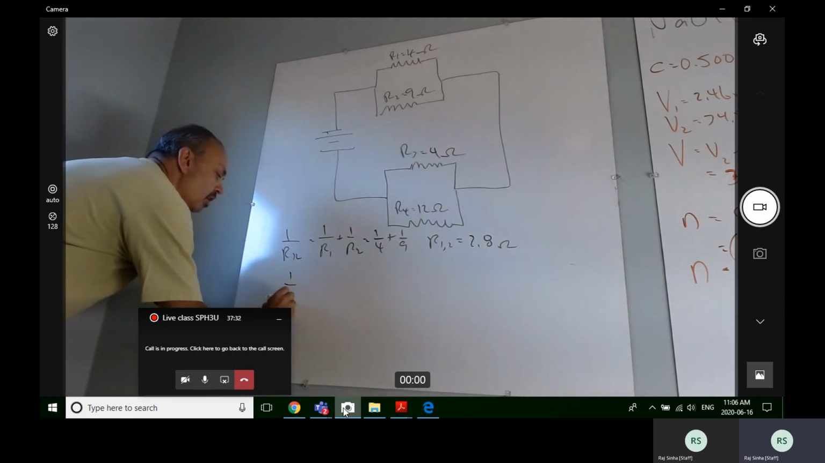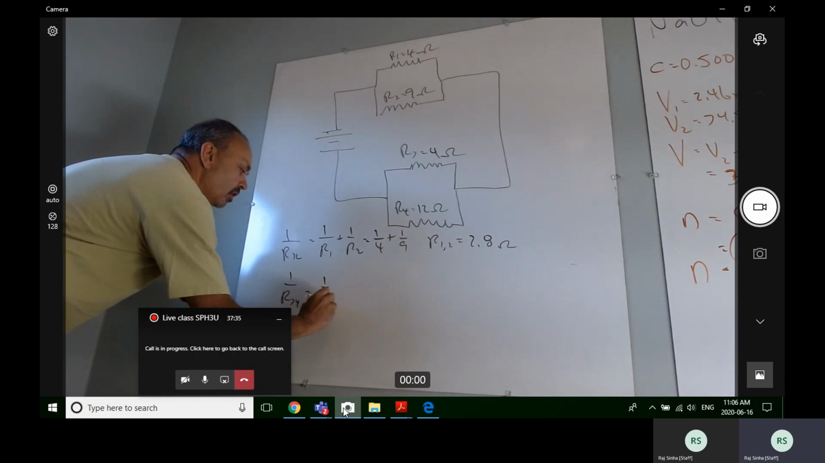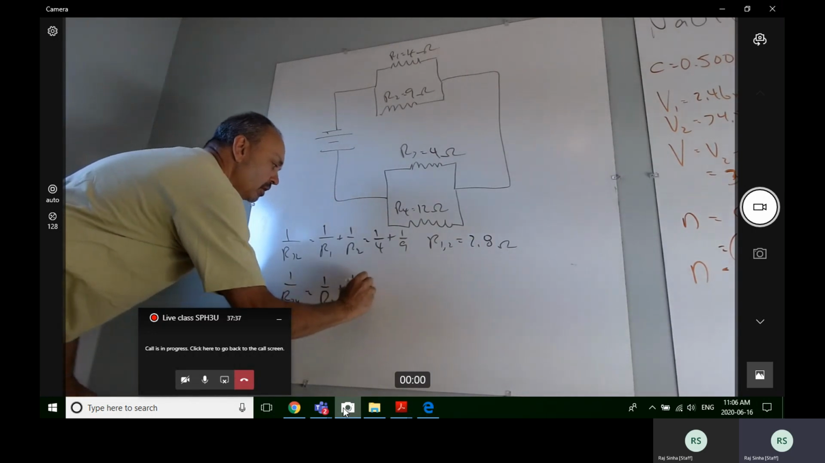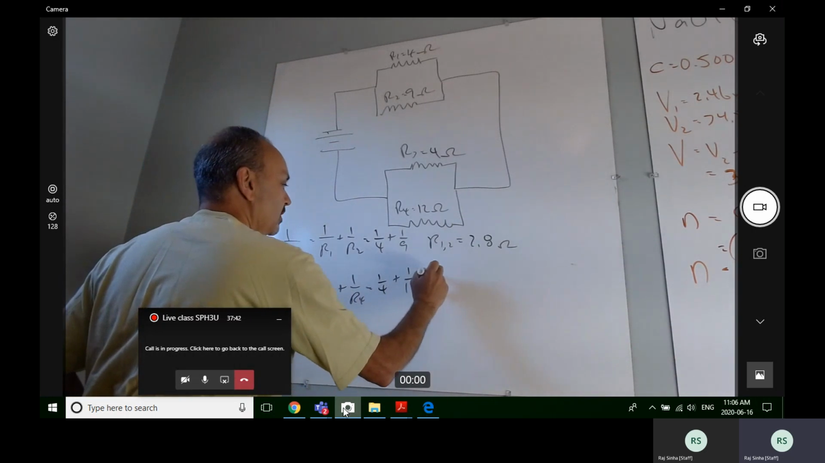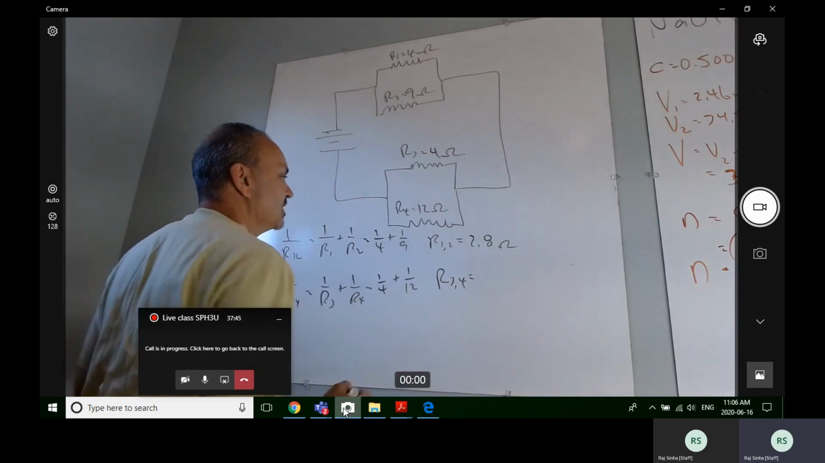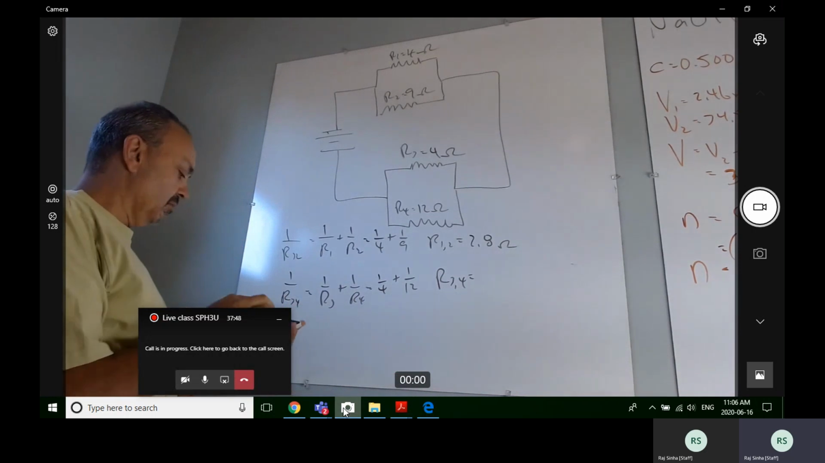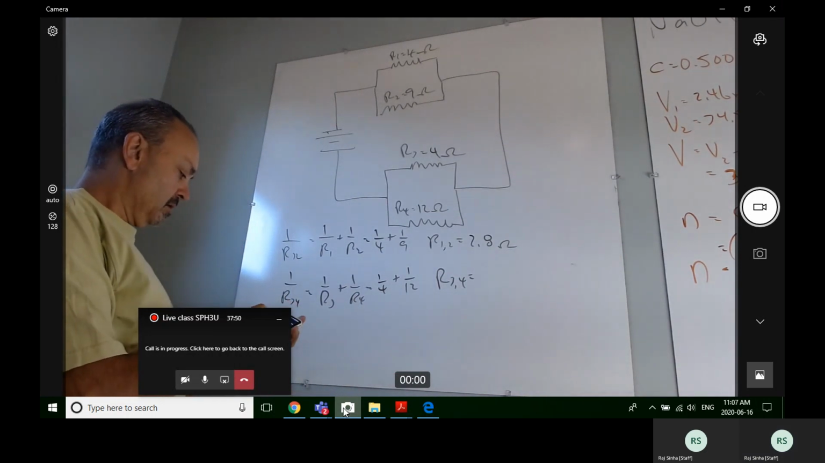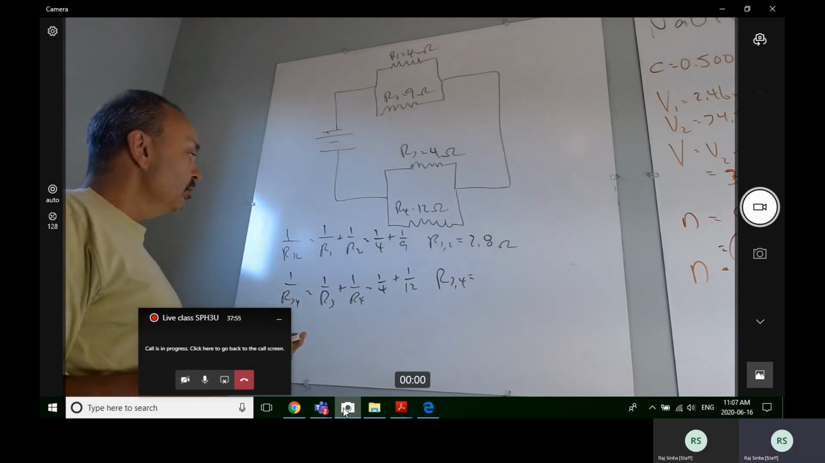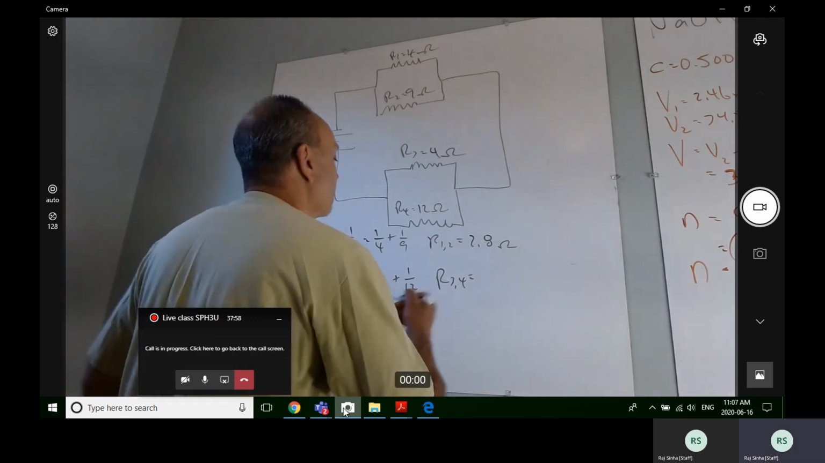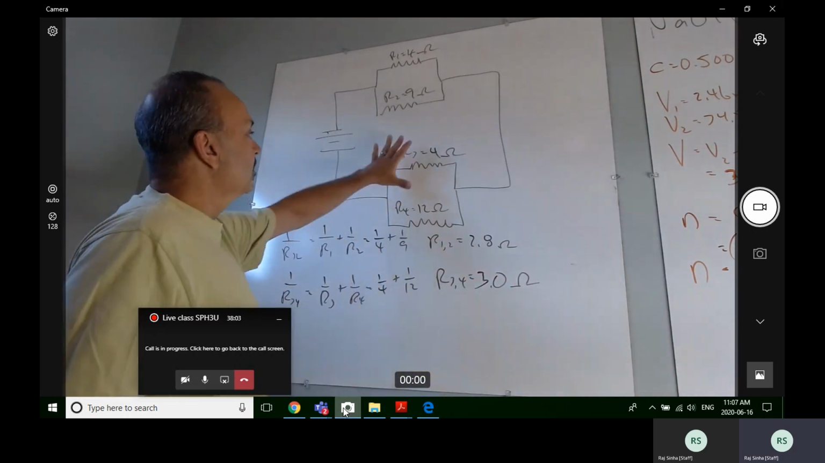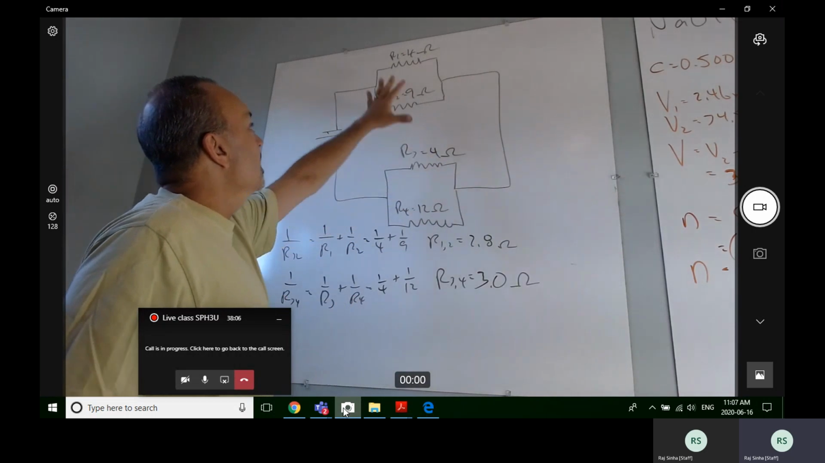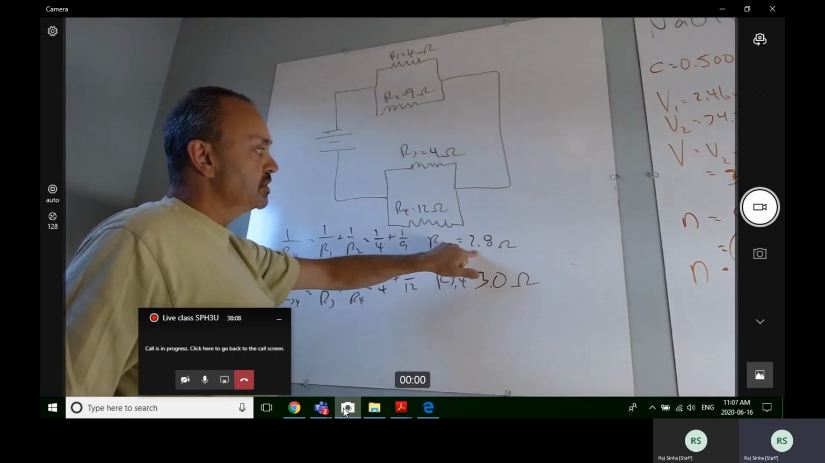So I'm going to say 1 over R3-4 equals 1 over R3 plus 1 over R4, which is equal to 1 over 4 plus 1 over 12. So my R3-4 resistance is 3.0 ohms. Okay, so I know that this provides 3 ohms of resistance. That provides 2.8 ohms of resistance.